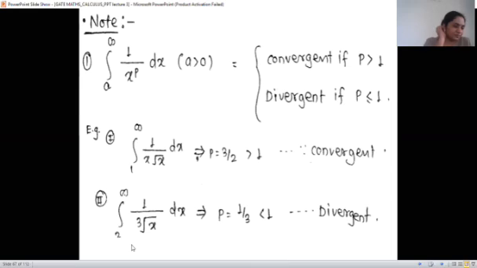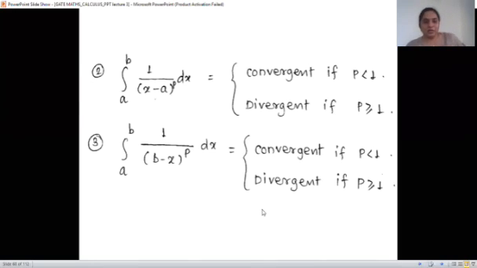For the second, it is cube root of x. Cube root means x raised to 1 by 3, and the lower limit here is not 0. So x raised to 1 by 3, and 1 by 3 is less than 1. So the given integral is divergent.